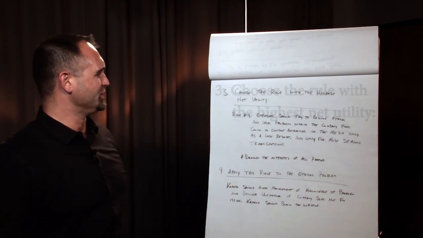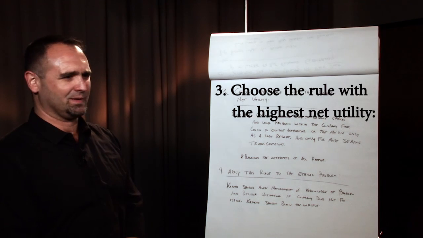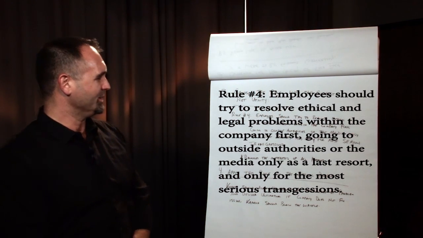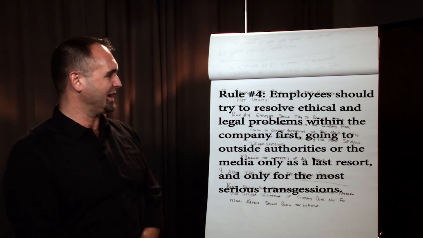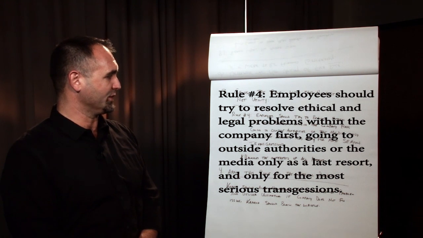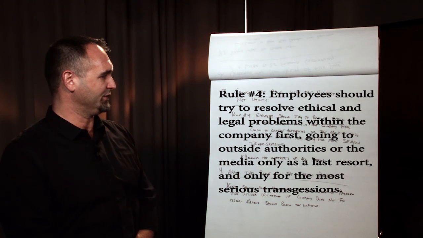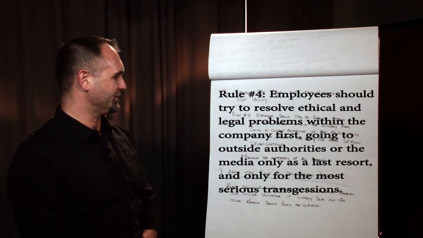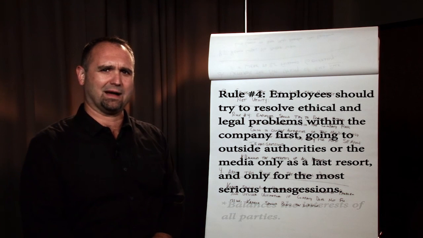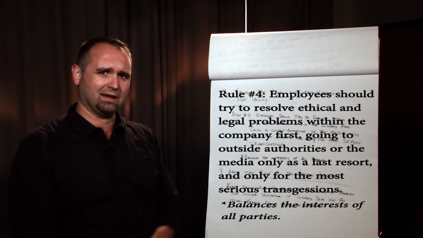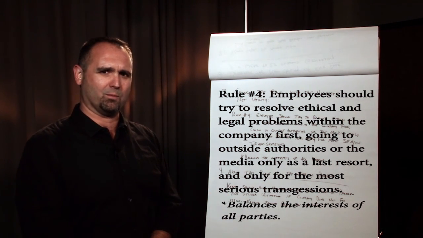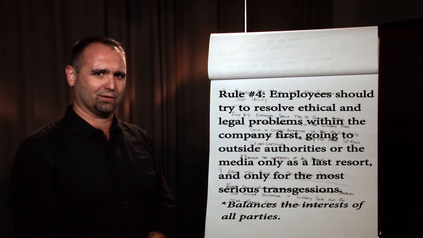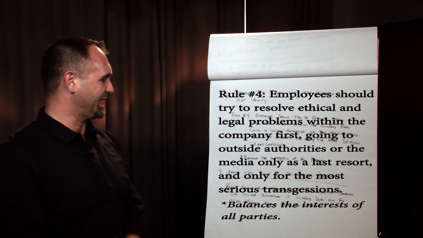Our next step is to choose the rule with the highest net utility, and as we saw in the last step, that looks like rule number 4, which says employees should try to resolve ethical and legal problems within the company first, going to outside authorities or the media only as a last resort, and only for the most serious transgressions. Why? Because this seems to balance the interests of all the parties involved, and over time would probably make more of the folks involved happy rather than unhappy, and lead to a more generally happy and stable society.